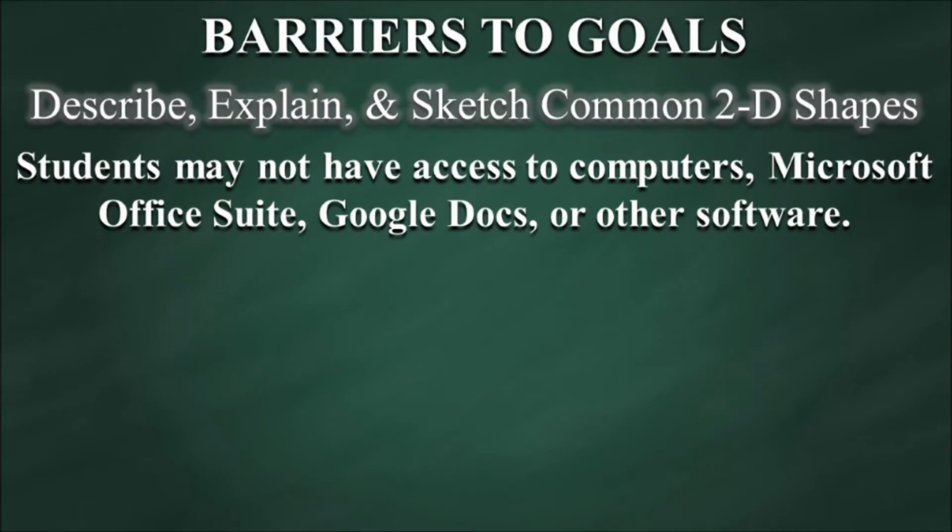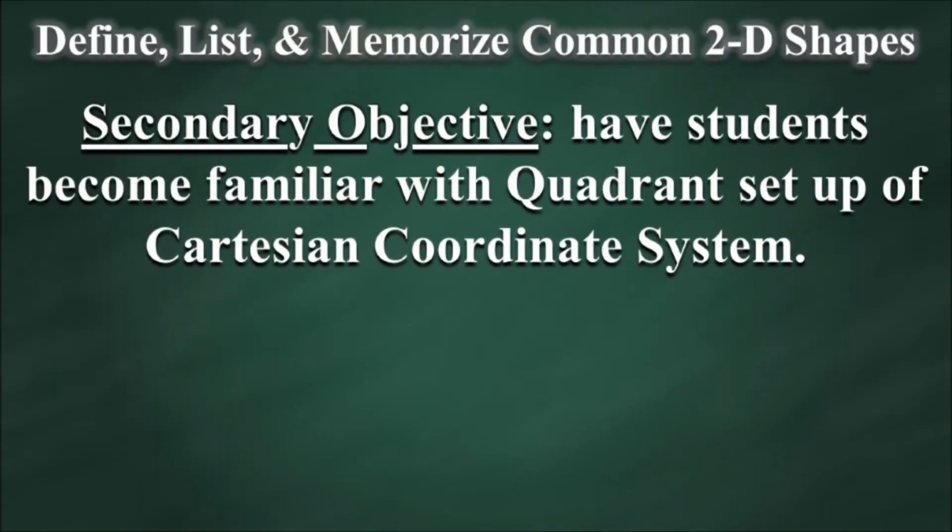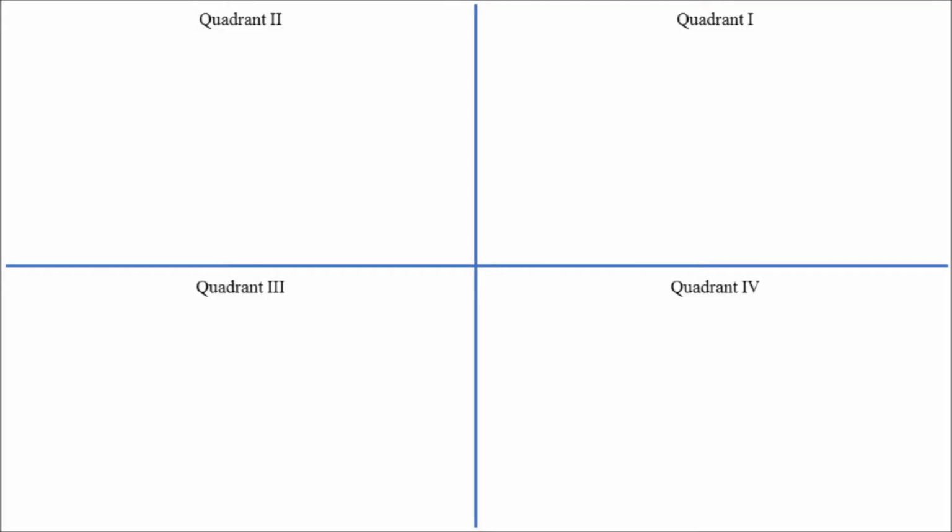Barriers to goals. Students may not be able to access computers, Microsoft Office Suite, Google Docs, or other software. The main objective: students are to explain the terms and sketch the components of the most common two-dimensional shapes. Secondary objective: students may become familiar with the quadrant setup of the Cartesian coordinate system. Here's an example here. Now you don't have to use this setup. You could just use a plain sheet of paper if you would like.